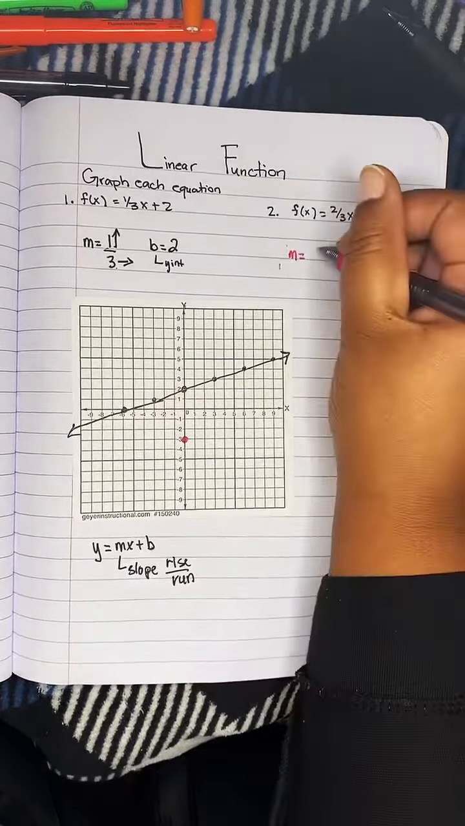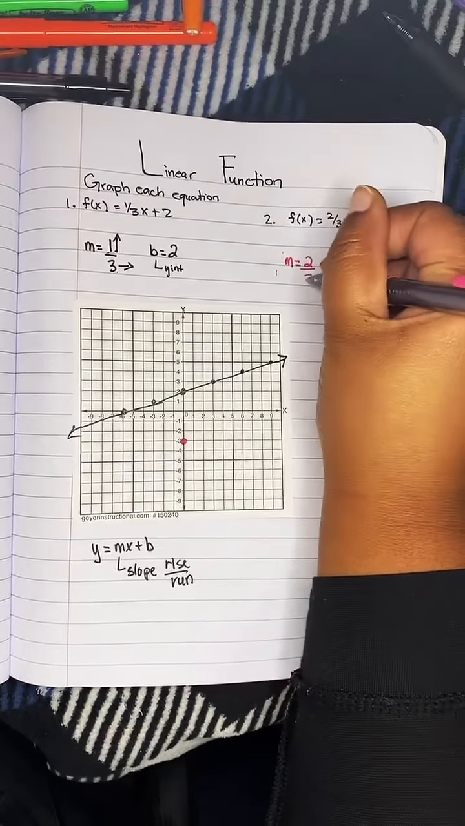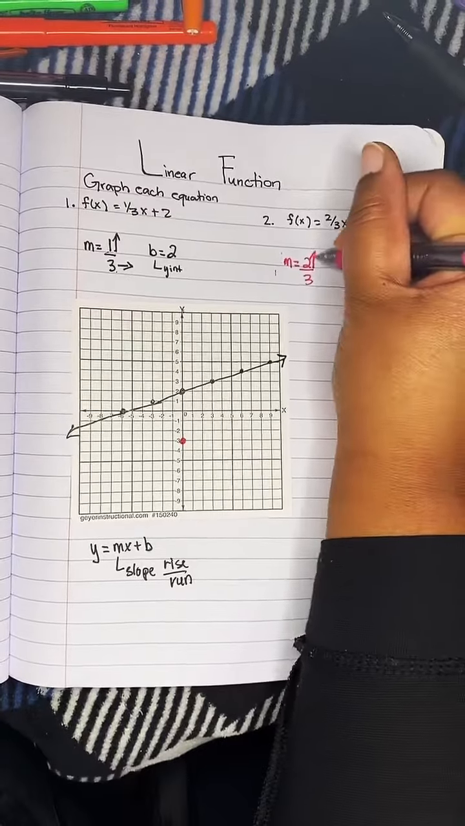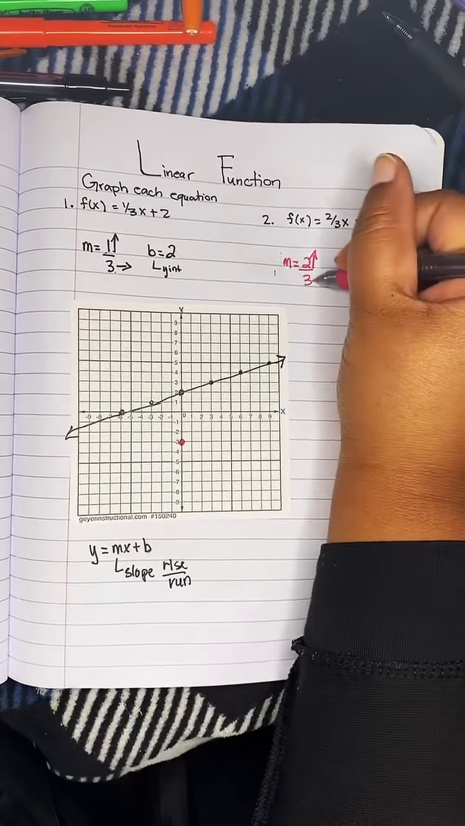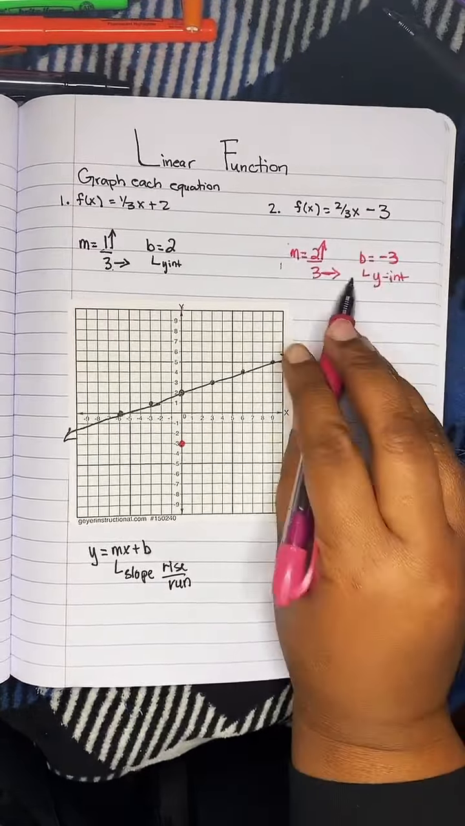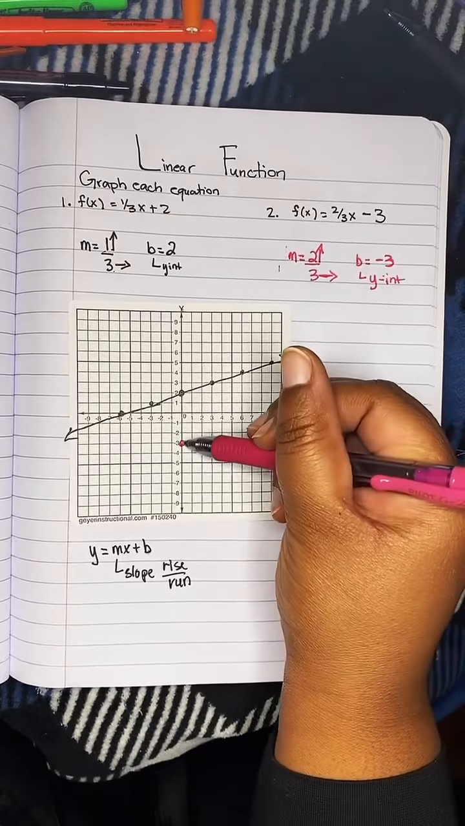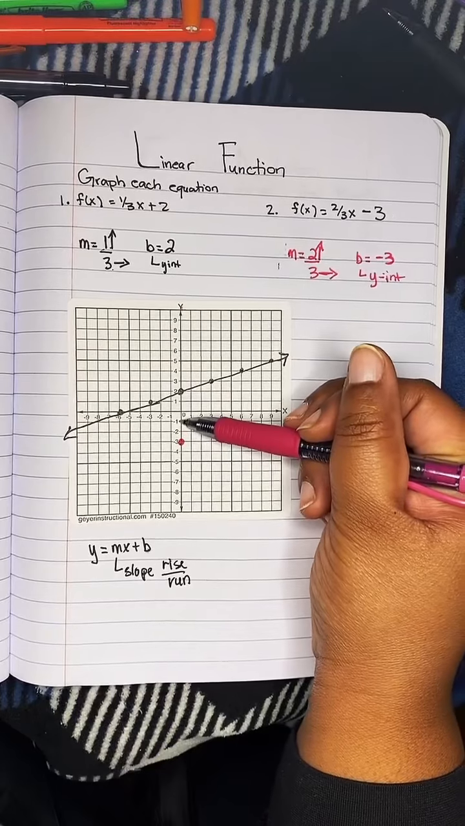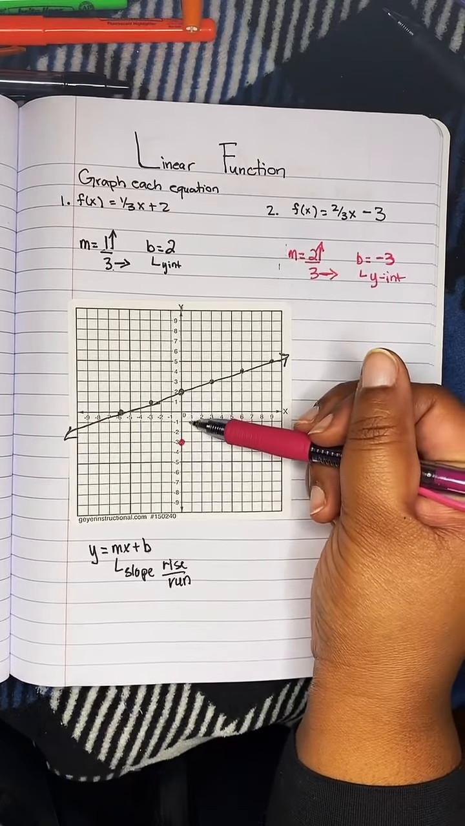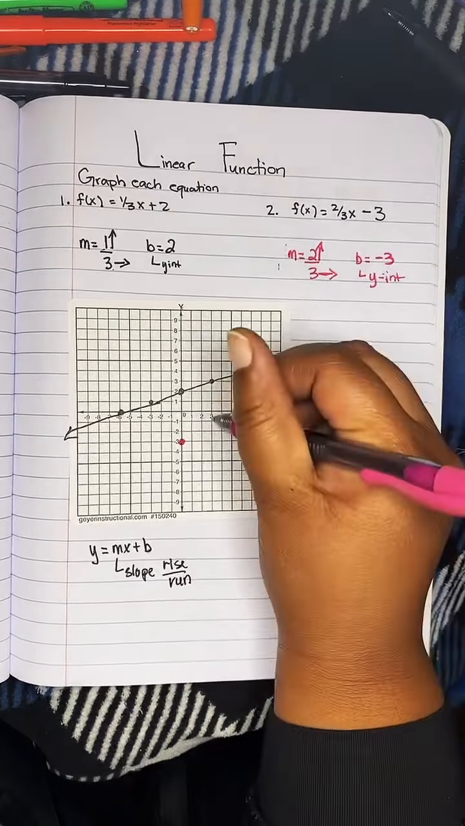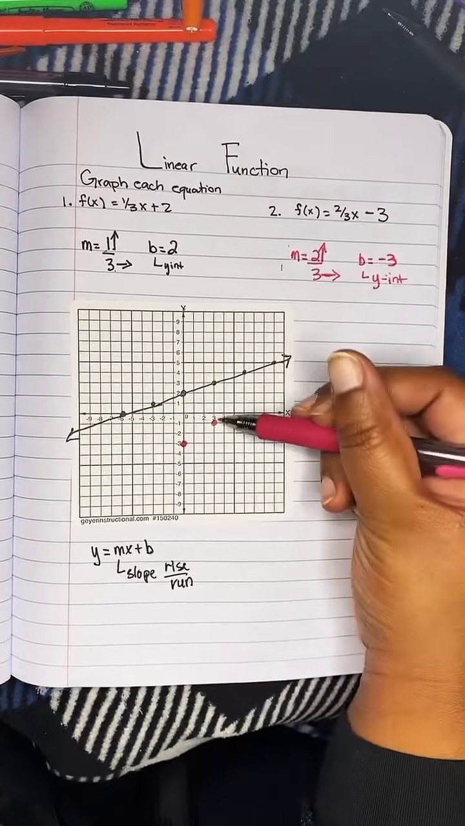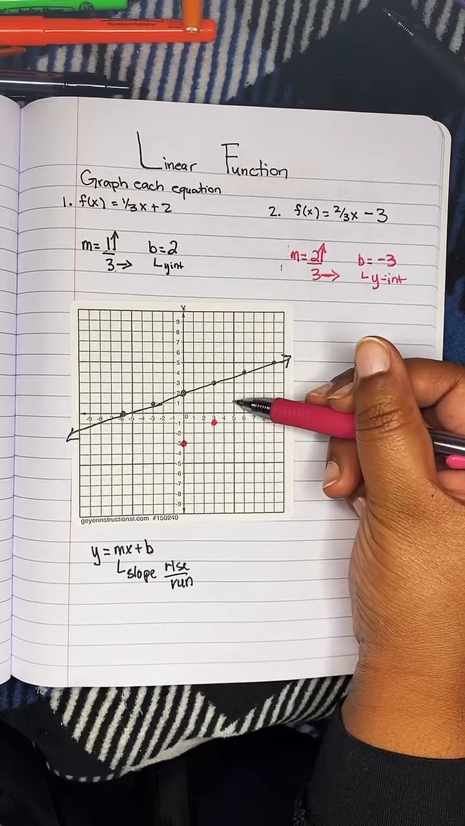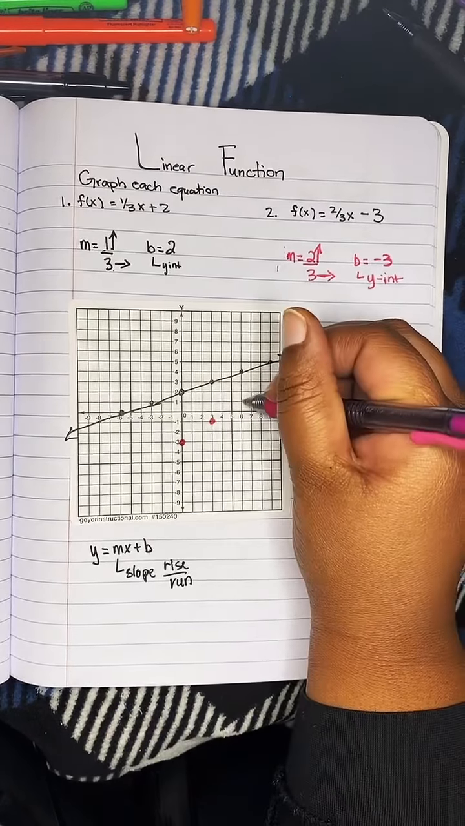Now, my slope says 2 over 3. But what is my slope? It's rise over run. So I know I'm going up 2, and I'm running to the +3. So from here, I'm going to go up 2, 1, 2, and to the +3. Put a point. Go up 2, 1, 2, over 3, and put a point.